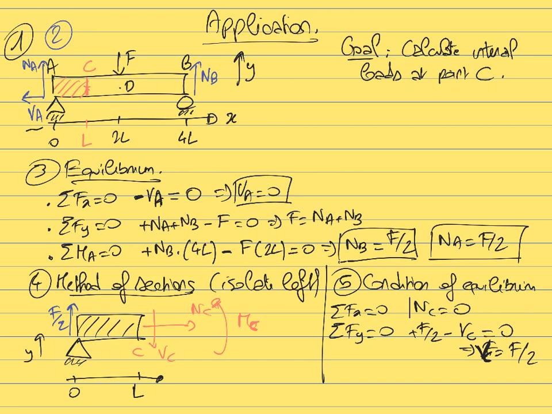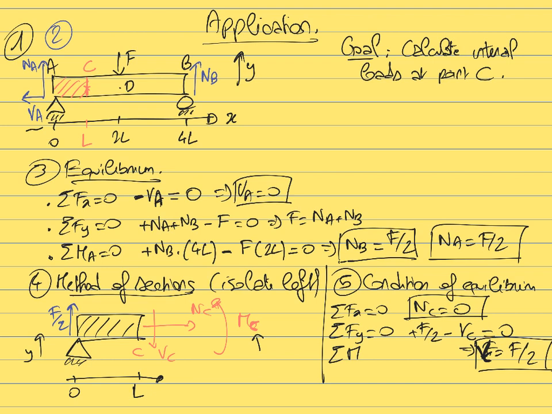So we have found 2 of the internal loads. We have found the normal and the internal shear. The normal load is equal to 0. The internal shear in this case is F over 2. Now we just need to calculate the internal moment at this point. So we are going to write it by expressing the fact that the sum of the moments is equal to 0.